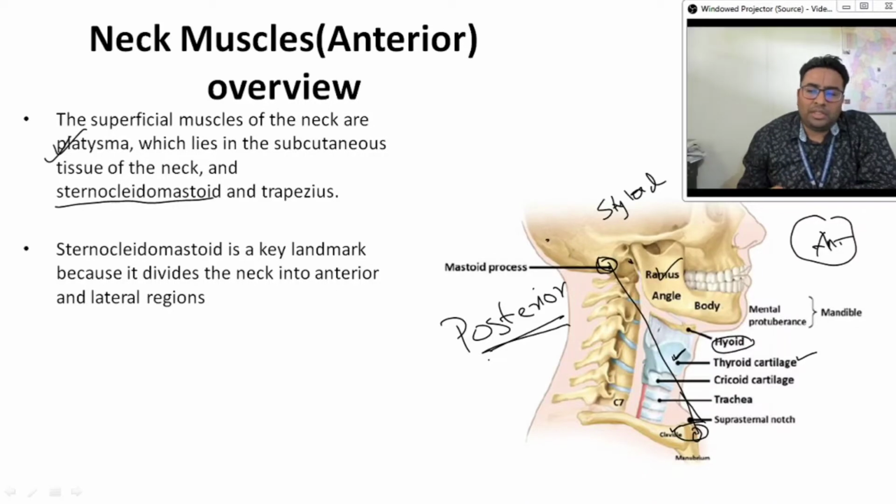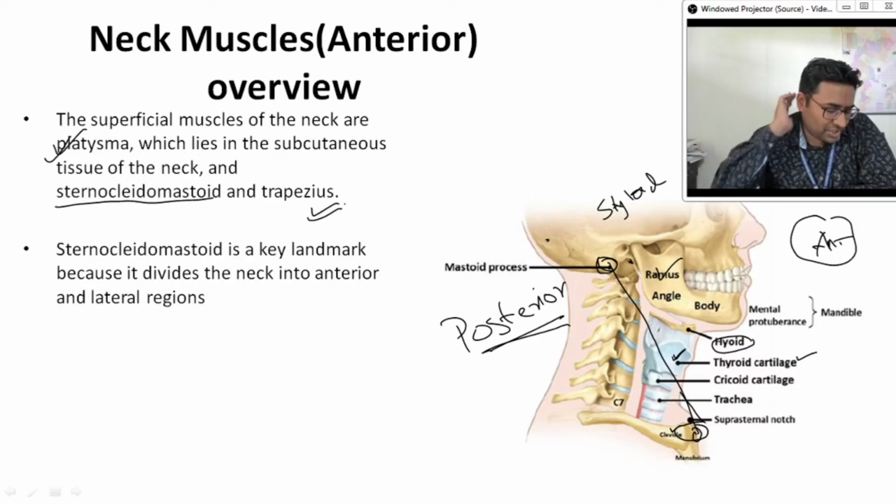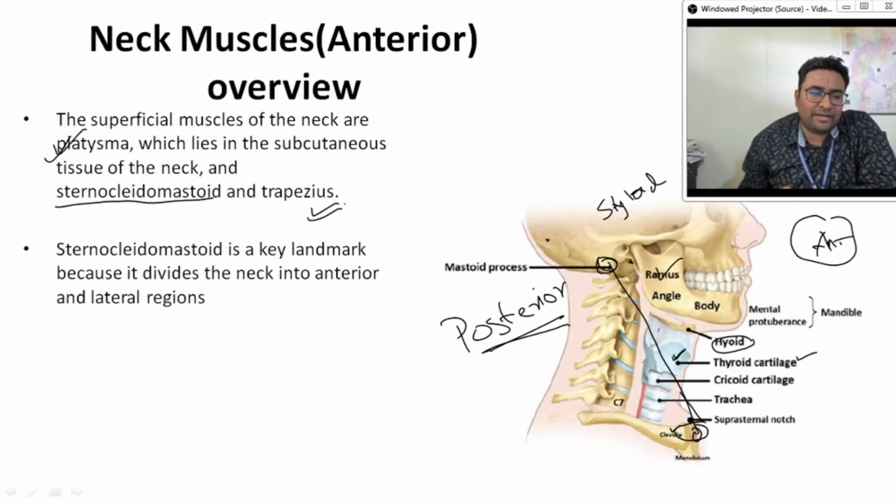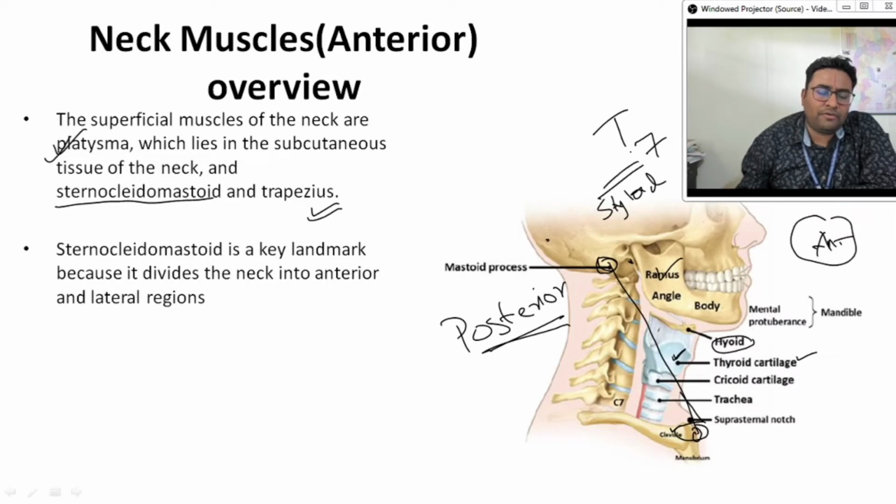The second muscle that is present here is the trapezius. We have already learned this muscle, which is related to the upper limb, present on the back of the neck and also going downwards up to the T7 vertebra.